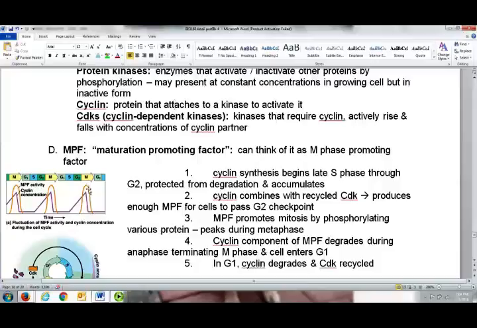The MPF is going to promote mitosis by phosphorylating various proteins, and it will reach its peak during metaphase, so here during mitosis. The cyclin component of the MPF degrades during anaphase, so it's going to start to break this down, and this will terminate M phase and it will enter into G1. And then in G1 your cyclin degrades and the CDK is recycled.